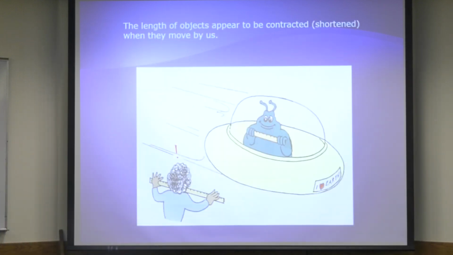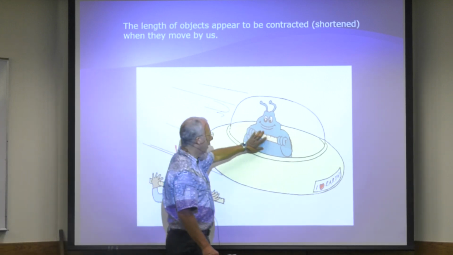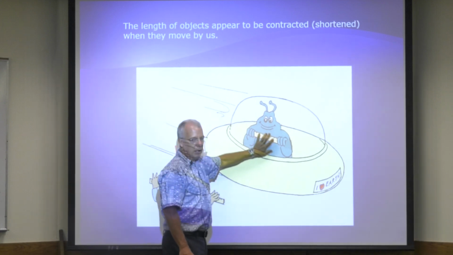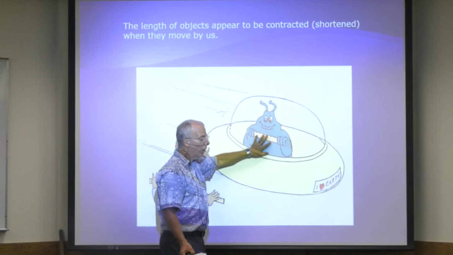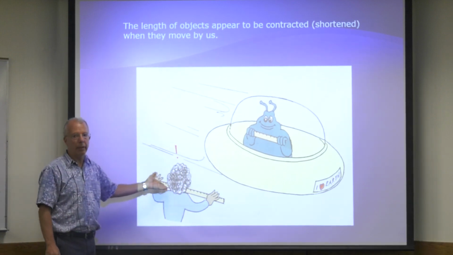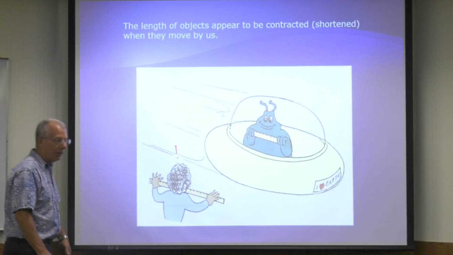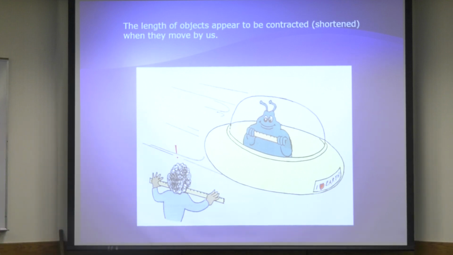Length contraction. Here's a good one. The length of objects appear to be contracted or shortened when they move by us. So see, this alien, he's carrying a meter stick. And according to him, the meter stick is a meter long. But what do we say? We say, my gosh, it's shorter than a meter. All right? Because distance is relative, just like time, just like size, sorry.